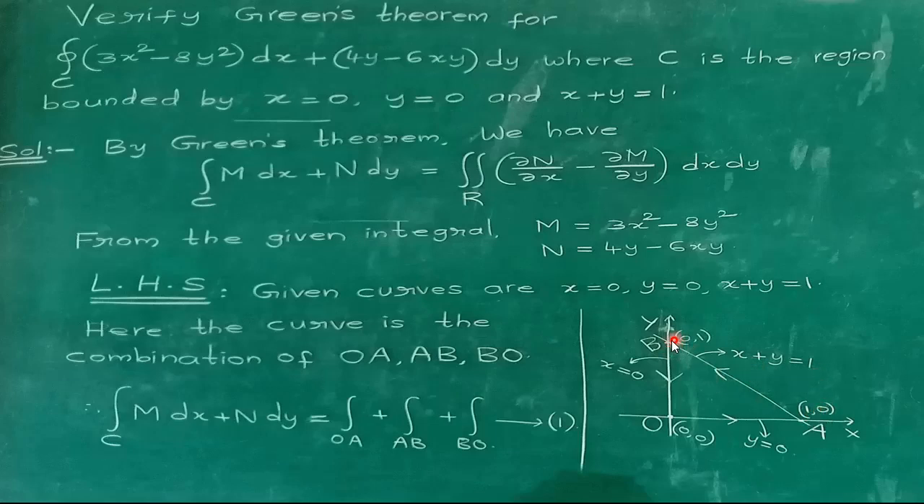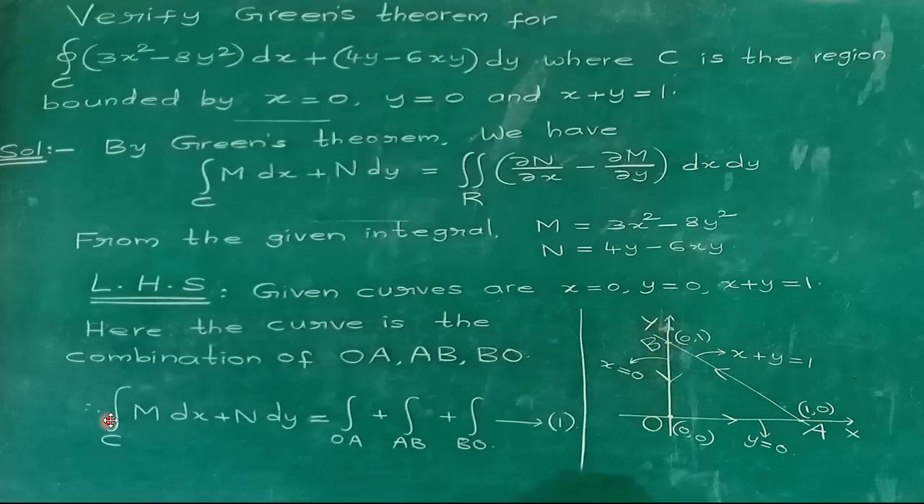Now this is the intersection point of x plus y is equal to 1 and x is equal to 0. So substitute x is equal to 0 in this straight line. We get y is equal to 1, means this point is 0, 1. Right now. Now what is the curve here? The given curve C is the combination of OA, AB and BO. So the curve C consists of OA, AB and BO.